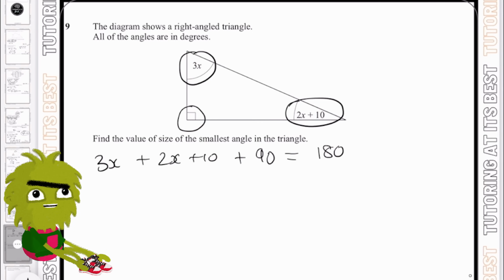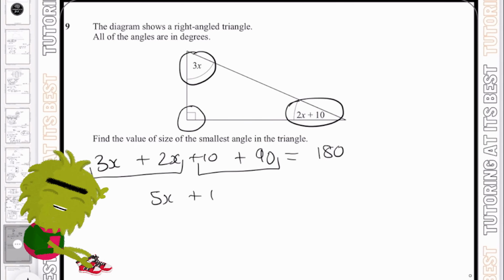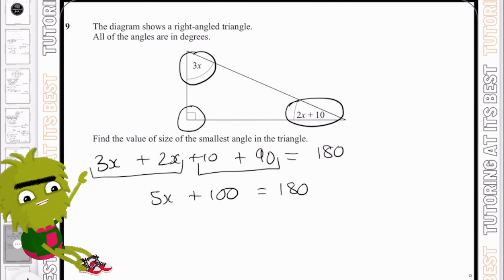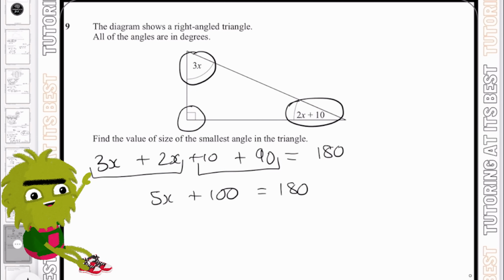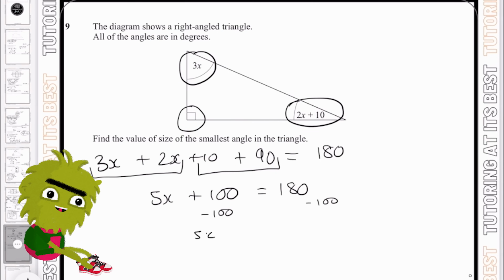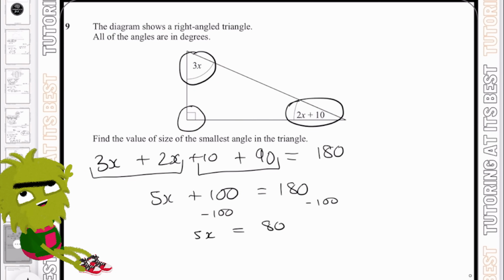We'll then collect this all together. So we have 5x here and 100 here. So 5x plus 100 equals 180 degrees. We can then take 100 over to the other side. So we now have 5x equals 80 degrees. And then we can divide both sides by 5. So we have x equals 16.